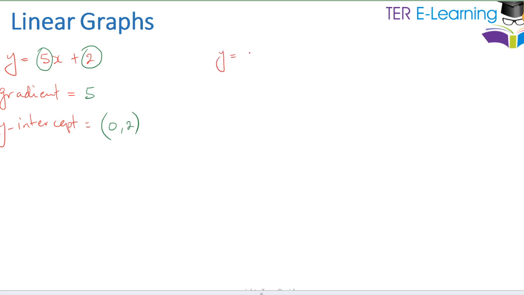Actually, no, sorry, let me change this. I'll give you something else. Let's say y equals minus 2x plus 1. I want to know what my gradient is and what is my y-intercept. So I have y equals minus 2x plus 1. What is my gradient and what is my y-intercept?